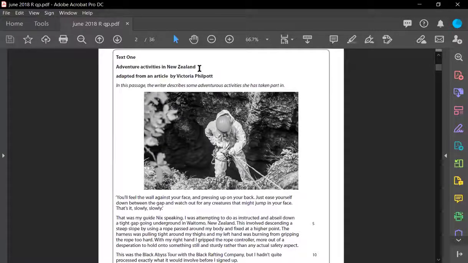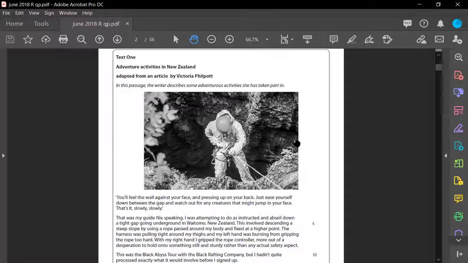Text 1, Adventure Activities in New Zealand, adapted from an article by Victoria Philpott. In this passage, the writer describes some adventurous activities she has taken part in. You will feel the wall against your face and pressing up on your back. Just ease yourself down between the gap and watch out for any creatures that might jump in your face. That's it. Slowly, slowly. That was my guide Nick speaking.